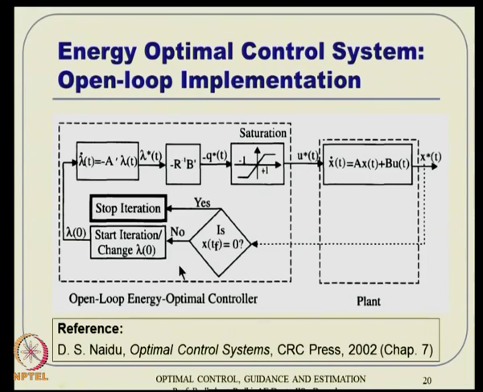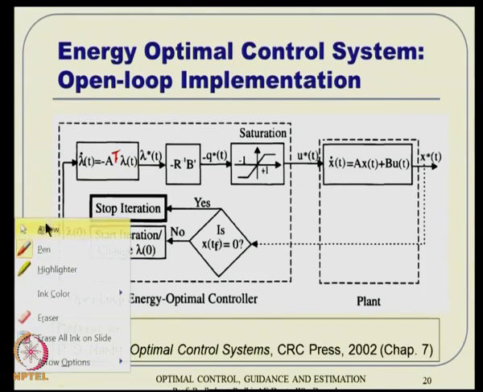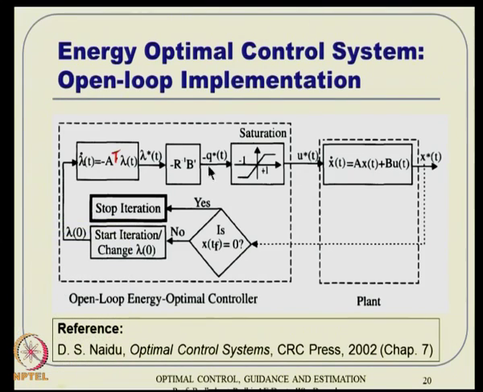You start with some guess value of lambda 0, then solve the system. This is A transpose, okay, and then get your lambda of t, and then get your Q star, pass it through the saturation function here, and then U star is available, but monitor X star how it develops, and at t equal to Tf is it 0 or not. If it is 0, then stop it, otherwise continue actually.